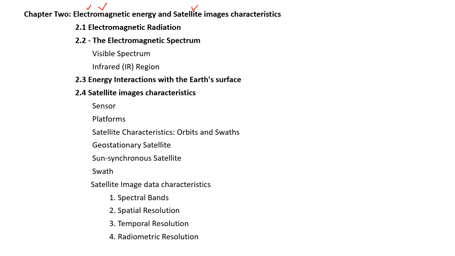Because when we say remote sensing, suppose this is the Earth here and this is the Sun. Okay, the Sun is much larger than the Earth, but this is for an example only. So this is the Sun energy, which makes everything visible on the surface of the Earth.